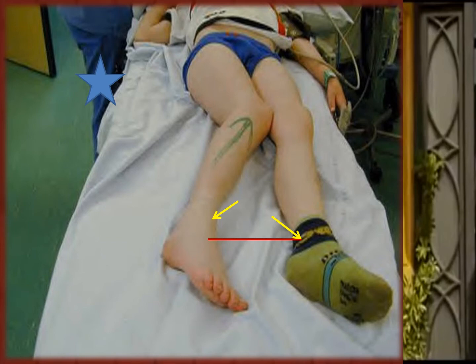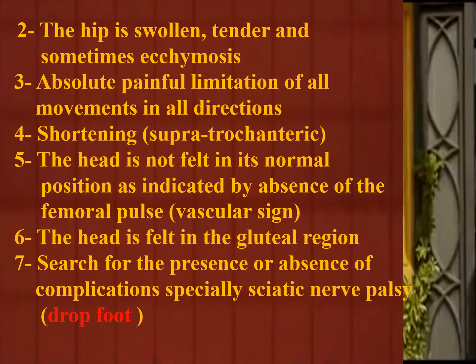And if we observe that the medial malleolus of the sound limb is present at a lower level than the medial malleolus of the affected hip, this means that there is shortening of the affected hip. That is the second clinical picture, shortening. The hip is swollen, tender, and sometimes with ecchymosis, absolute painful limitation of all movements in all directions, shortening as mentioned before. The head is not felt in its normal position as indicated by absence of the femoral pulse, which is called vascular sign.